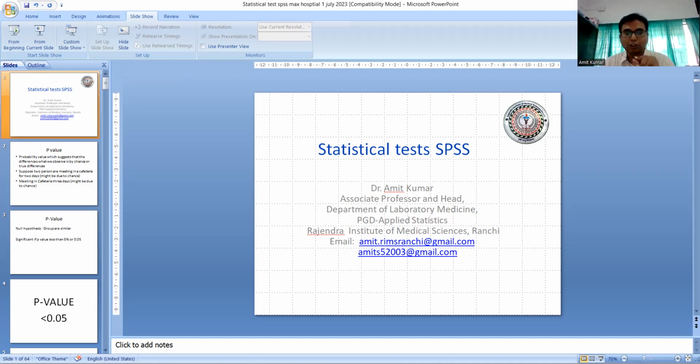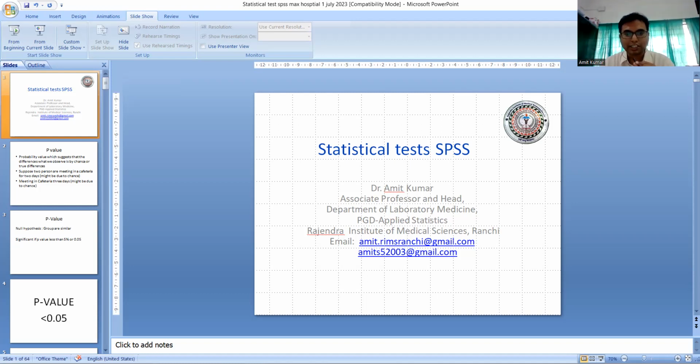Once we test a hypothesis, there is a null hypothesis where we consider the groups similar, with no difference between the groups we are comparing. If the p-value is less than 5%, in statistical terms 0.05 as he told, then we say the difference we are getting is not due to chance; it might be a real difference.